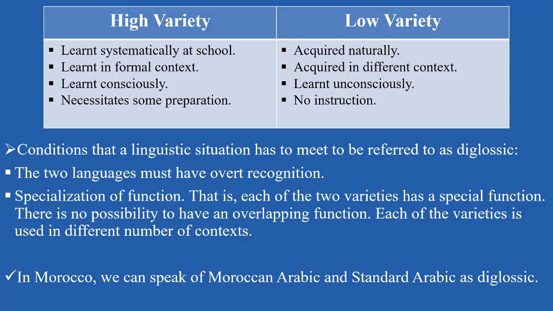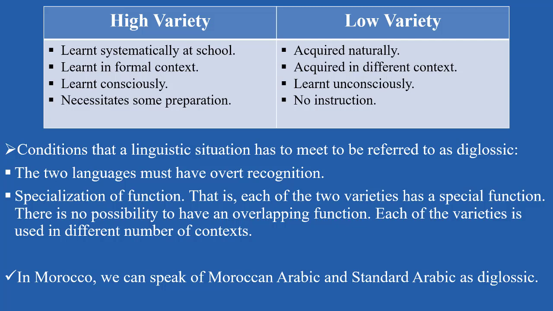So the high variety is your second language. Okay, and this language is learned at school. It is learned in a formal context. It is learned consciously, that is, you have preparation, you have rules, etc. So it is learned at school.